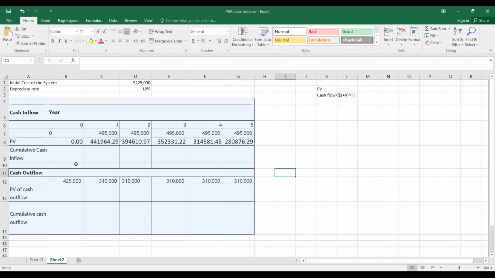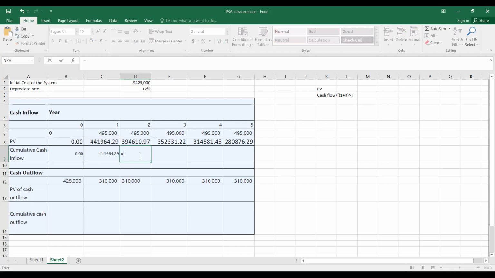Okay, next up is cumulative cash inflow. So how do you get your cumulative cash inflow? The present value here for year 0 is just 0. Next up, for year 1, the cumulative cash inflow is equal to the cumulative cash inflow for year 0 plus the present value for year 1. So it gives you a total as such.